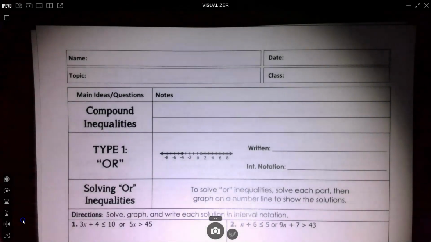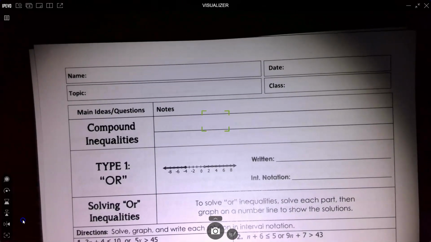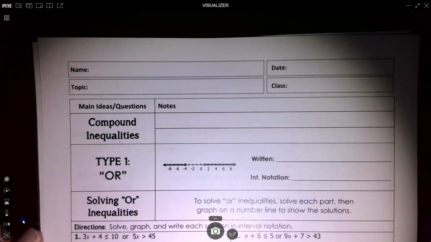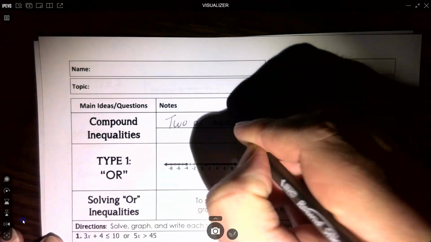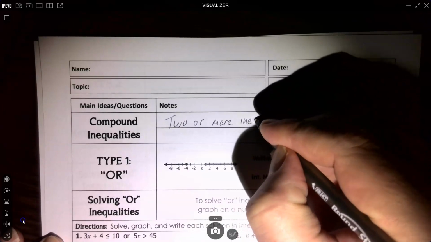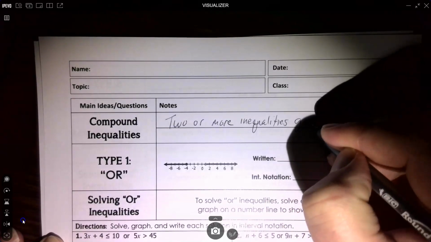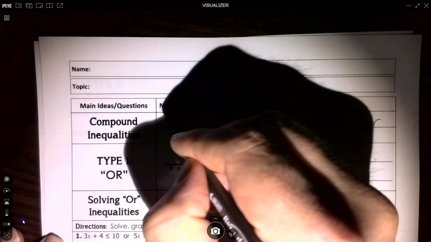Alright, today we are doing a lesson on compound inequalities. It is basically a little bit our next step in graphing inequalities on the number line. You did multi-step inequalities, and now we're doing what's called compound inequalities, and all that means is that you're going to do two or more. In this case, we're only going to be doing two, but it's two or more inequalities graphed together on the same number line.